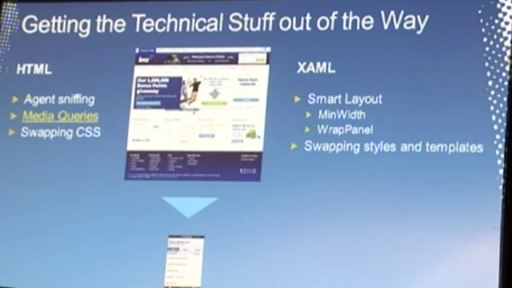If you're working in XAML, if you're working in Silverlight, then you're thinking about some of the smart layout tricks that we can use in XAML: setting min widths on items so that they'll only resize down to a certain point, before which things like wrap panels start to cut in and we start to rearrange elements.